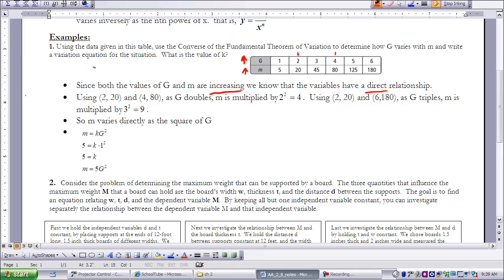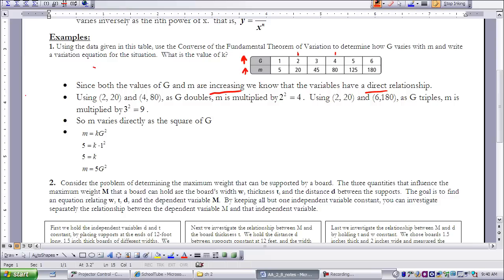When I look at 2, I multiply 2 times 2 and I get 4. But when I multiply 20, I need to multiply 20 times 4 to get to 80. So as g doubles, m is being multiplied by 2 squared, or 4, so it's being multiplied by 4. Let's take a look at a different set of data points.